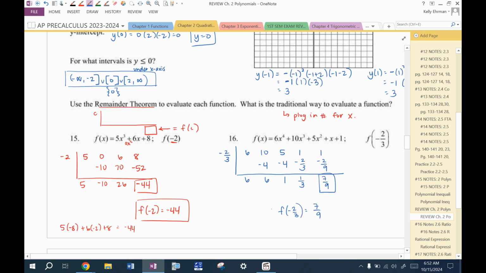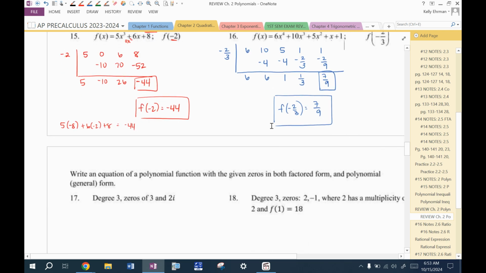Now that, I will say, was definitely easier than what I would have to do if I plugged negative 2/3 in traditionally. Having to raise that fraction to an exponent and deal with that for all the terms would have probably been more time consuming.